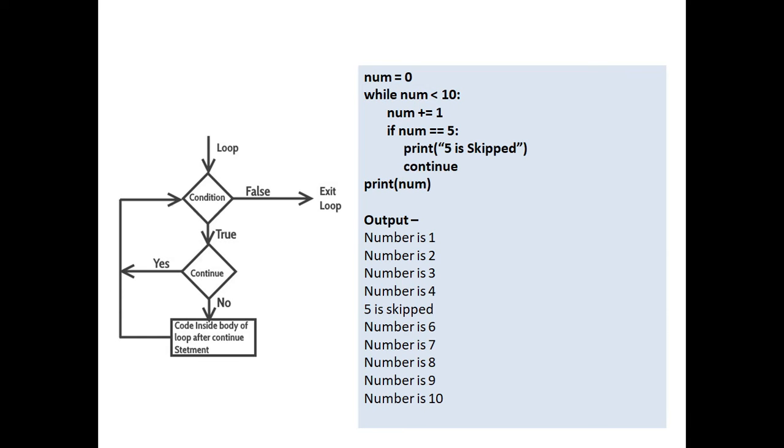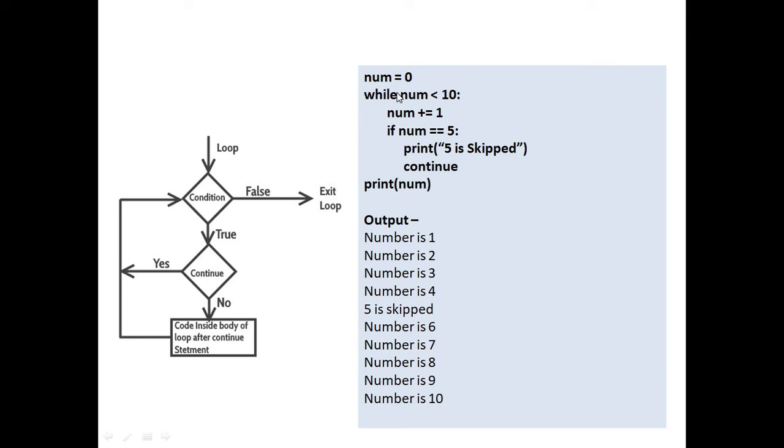Here is a flowchart. Inside the loop, the condition is checked. If the condition is true, the continue statement is checked. If the continue statement is true, it will go to the condition check, and if the continue statement is false, the code inside the loop body is executed.